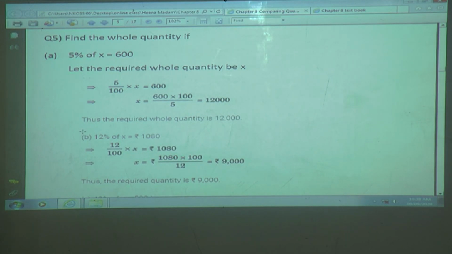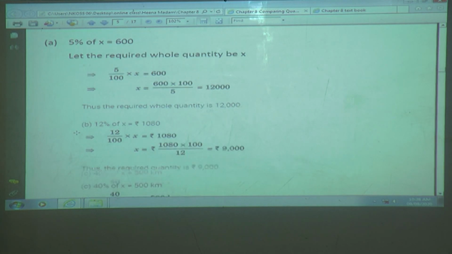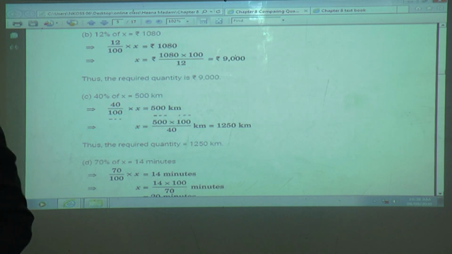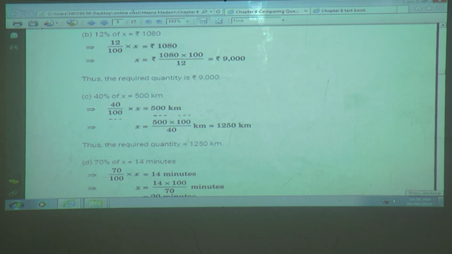Here we will have some more examples, so it will be easier to understand. The example is 12% of x is equal to rupees 1080. It will be easier to understand because we use rupees in our daily life. So we write 12% as 12 upon 100 multiplied by x is equal to rupees 1080.